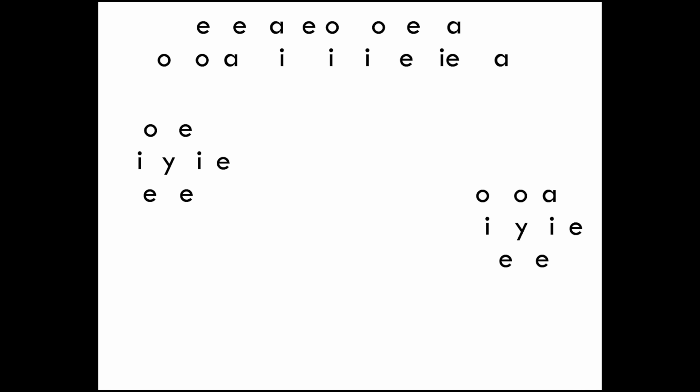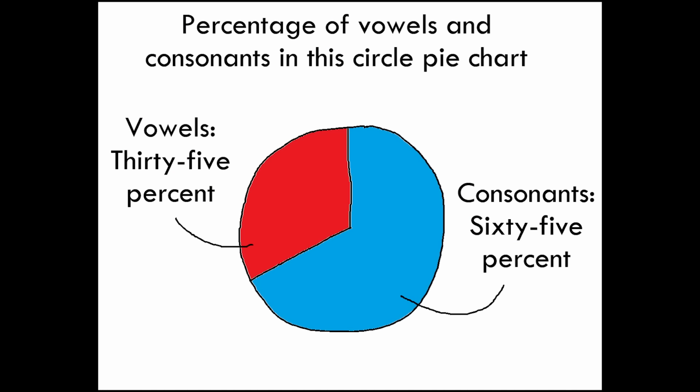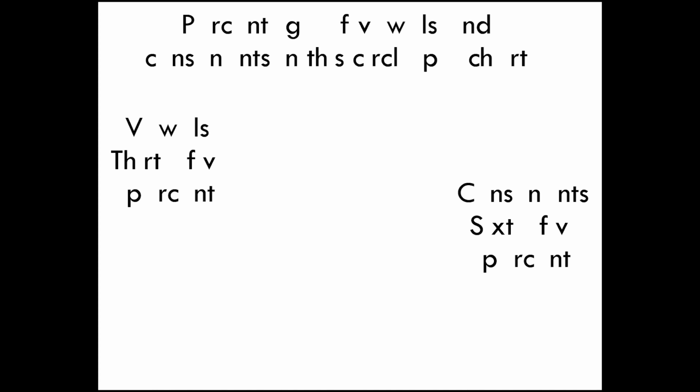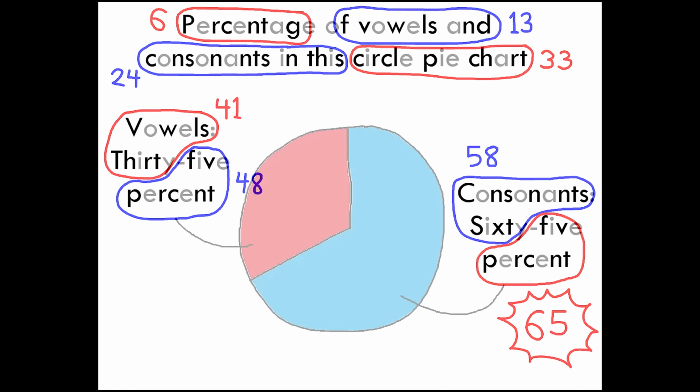And there are 35 of them. And here's all the consonants isolated, and there are 65 of them, so it checks out.